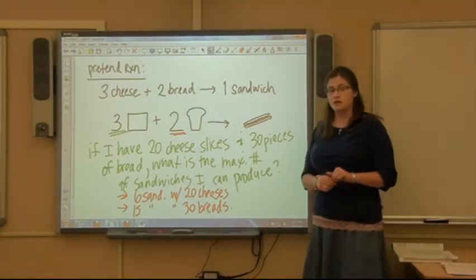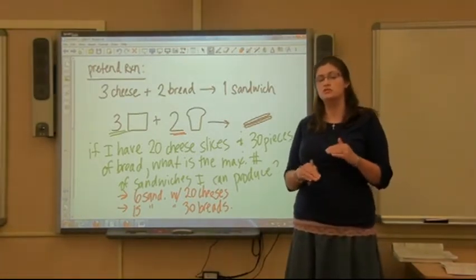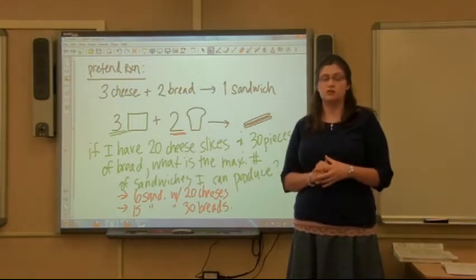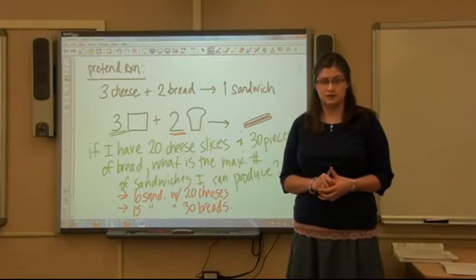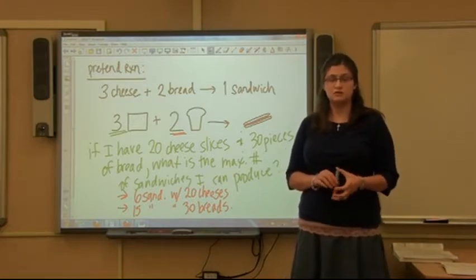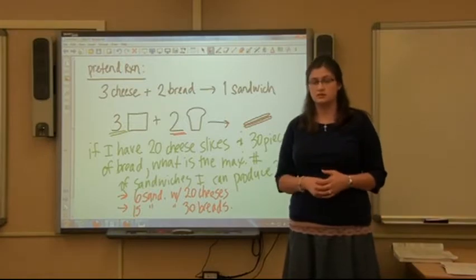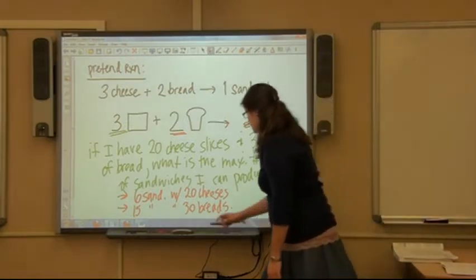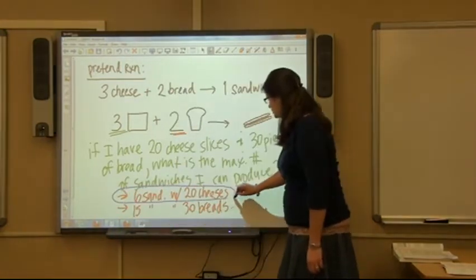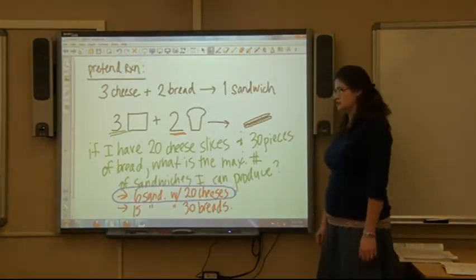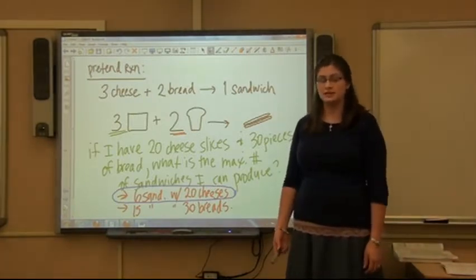Now, the strategy in doing these limiting reagent problems is to look at these 2 numbers that you're getting and figure out which one is the smallest. 6 is clearly smaller than 15. That means that the most sandwiches I'm going to get with these starting materials is 6. So the answer to my question is, with 20 pieces of cheese and 30 slices of bread, I can only make 6 sandwiches.